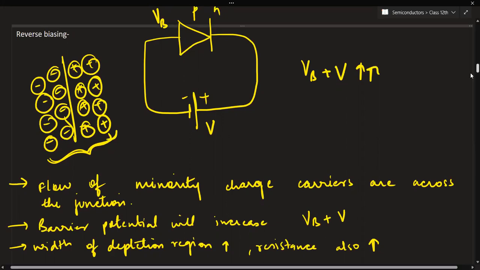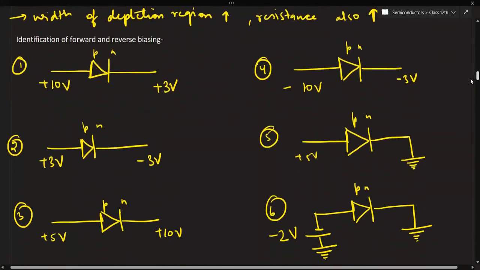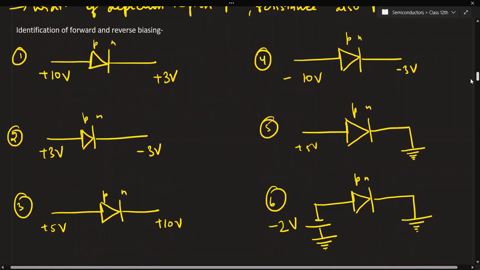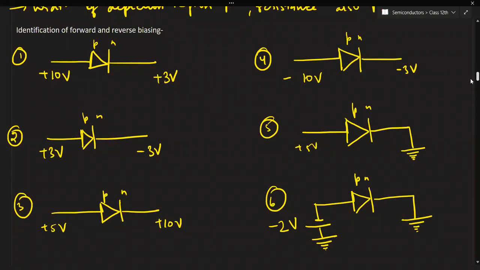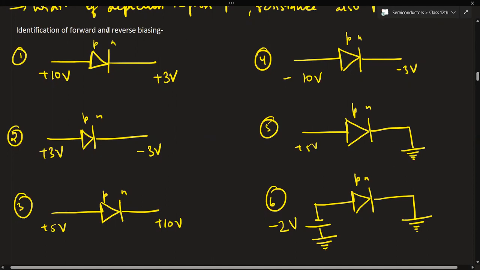Yes, class. Now see how to identify forward and reverse biasing. If a higher voltage is connected with the P-type and a lower voltage is connected with the N-type, then that is forward biasing. Just a second.